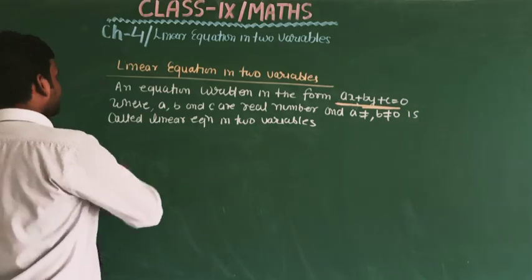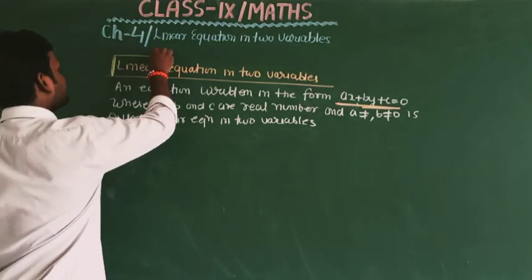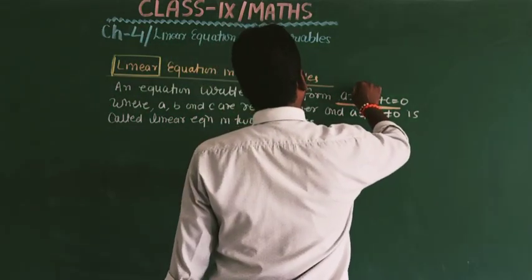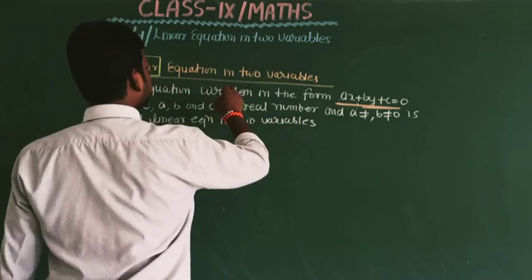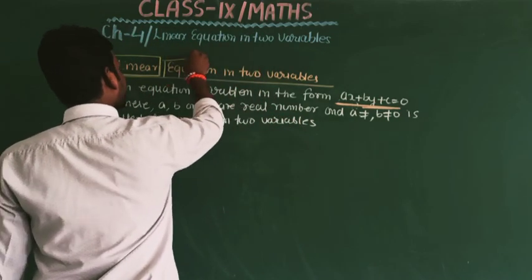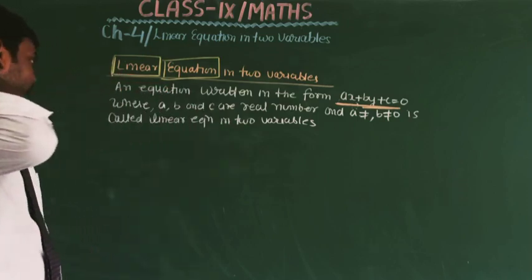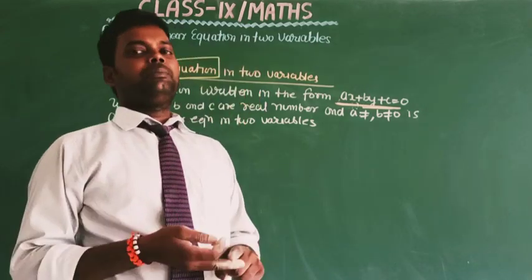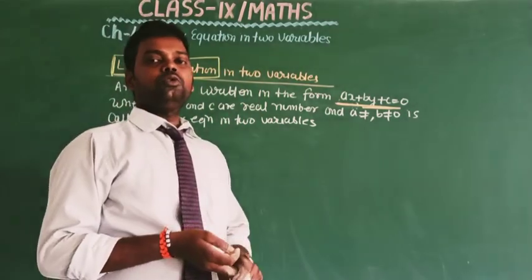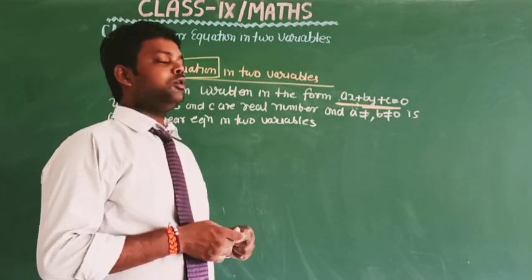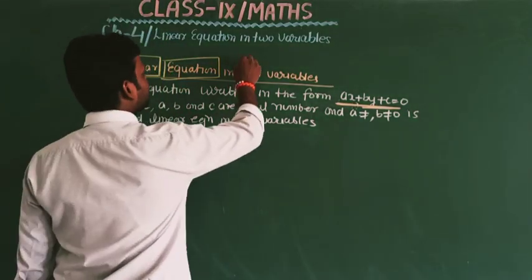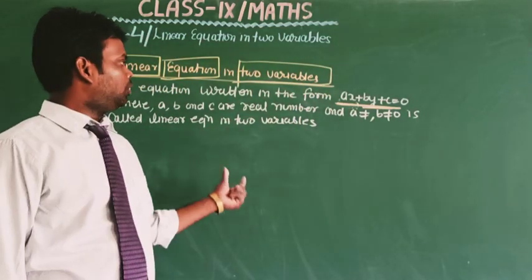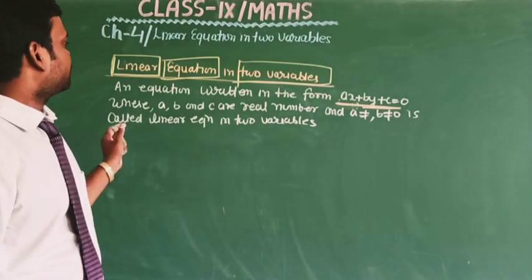Here the word linear means the power involved in the variable is 1. An equation is any polynomial or algebraic expression equated to 0. And two variables means we have to use any two variables in the equation.